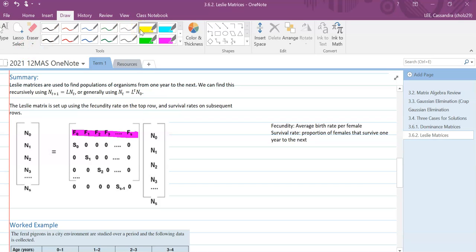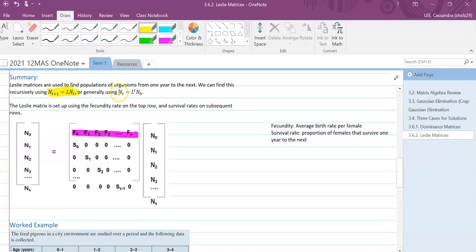Today we are going to be looking at using Leslie matrices to predict population sizes from one generation to the next. There's a couple of different ways that we can do this. We can do this using a recursive formula, and recursive means to repeat. So once we develop our Leslie matrix, we can multiply that by our current population to get our future population.